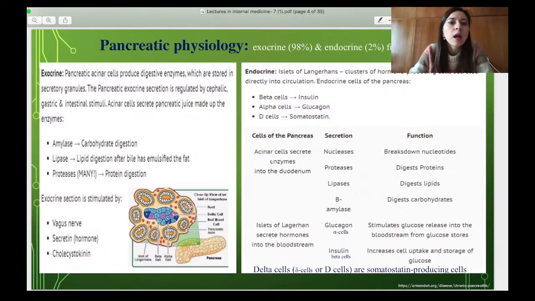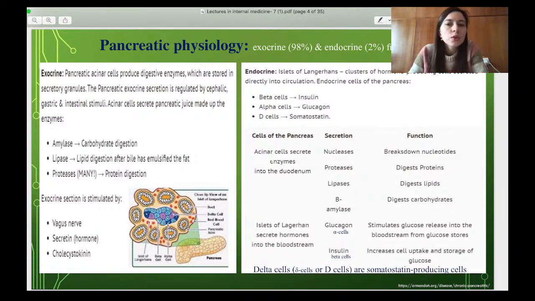Acinar cells secrete pancreatic juice made up of the enzymes amylase, carbohydrate digestion; lipase, lipid digestion after bile has emulsified the fat; and proteases, protein digestion. Exocrine secretion is stimulated by the vagus nerve, the hormone secretin, and cholecystokinin.